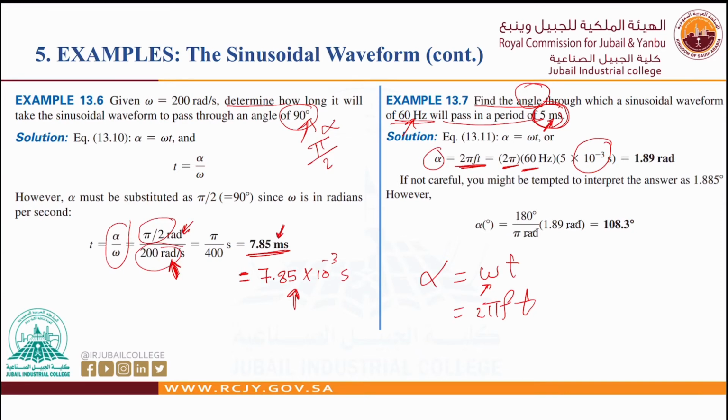However, alpha is equal to 180 over pi, multiplied by 1.89 radian, and radian, you will go with radian, and it is 108.3, and this is wrong. It should be like this. Be careful guys. Radian is just only a unit. Be careful.